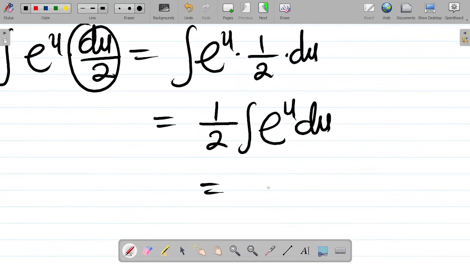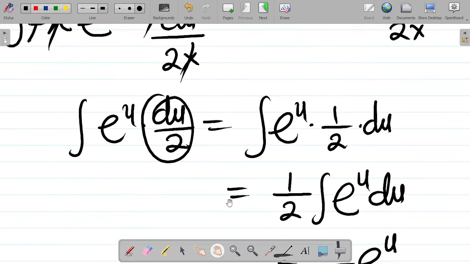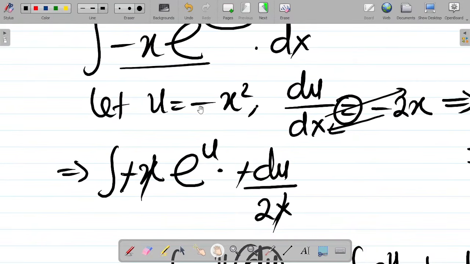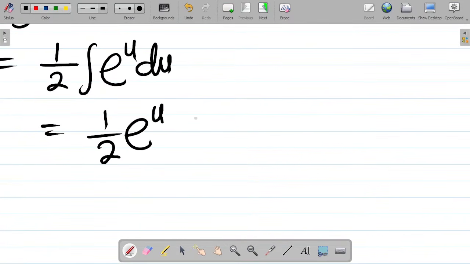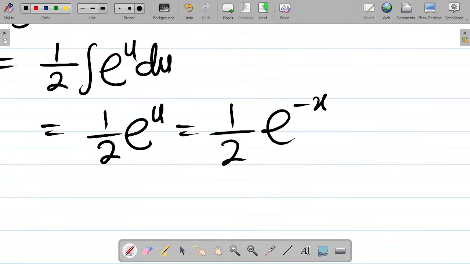And this is equal to 1 over 2. If I differentiate exponential u, I'll have exponential u. Similarly, if I integrate exponential u, I'll have exponential u. But what's the value of u? The value of u is equal to minus x squared. So this is 1 over 2 exponential minus x squared. So I have this for my answer. So that's my answer.